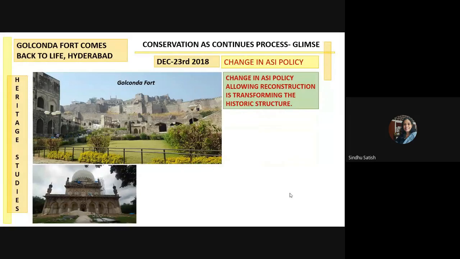Earlier, this policy was only to preserve a structure without touching it, without meddling with it. Now this policy changed the whole thing, so that they could reconstruct or build any structure if they really had evidence. And that led to the restoration of Nobat Khana, which is a ceremonial drum house. That kind of changed the whole context. But that was in 2018.